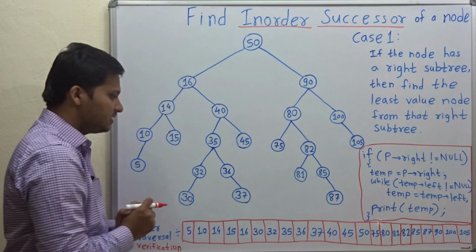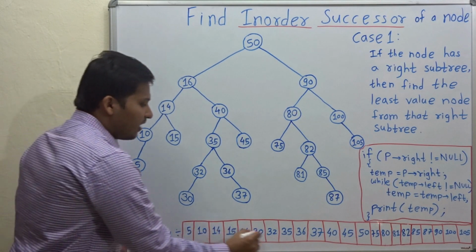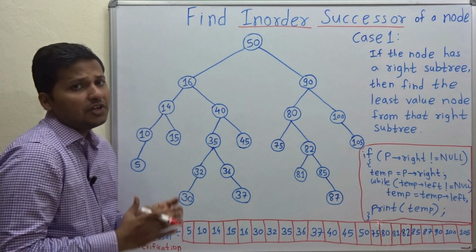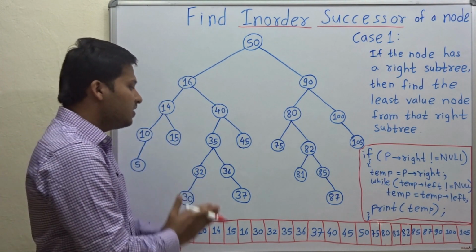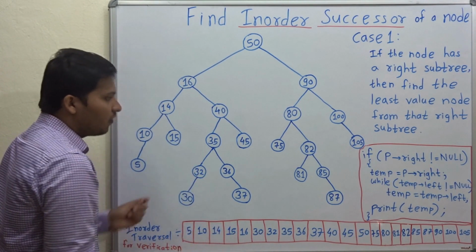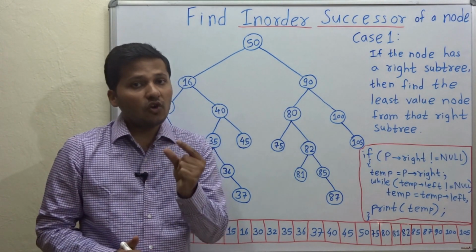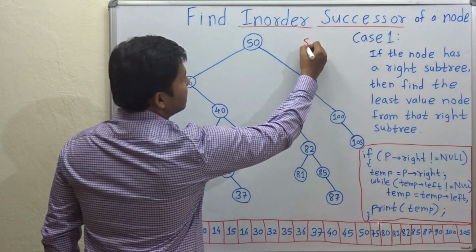Obviously it is very easy if we know the in-order traversal of that binary search tree, but it is not feasible to find out the in-order traversal of a binary search tree just to find out the in-order successor of a single node.